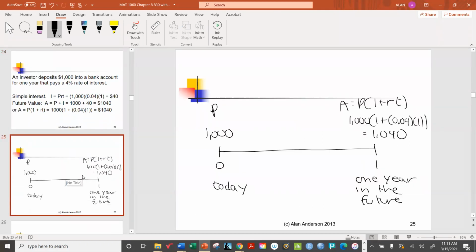The way it works is time evolves from left to right. Let's call that T. T equals 0 means today. T equals 1 is 1 year in the future. Now, you notice what I've done here. Today we have the principal. It's $1,000. What do we have at the end of the year? We have our future value, which we've just seen from our formula is $1,040. So there's nothing really new here. It's just a way of visualizing what's happening with our investment.